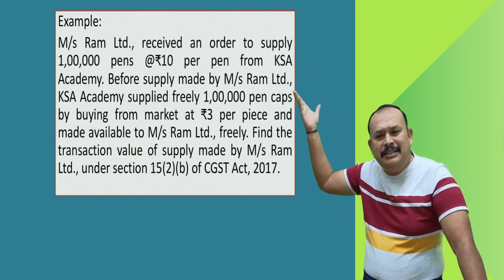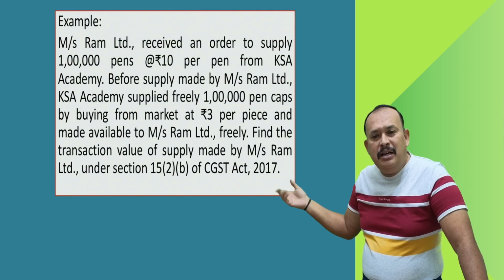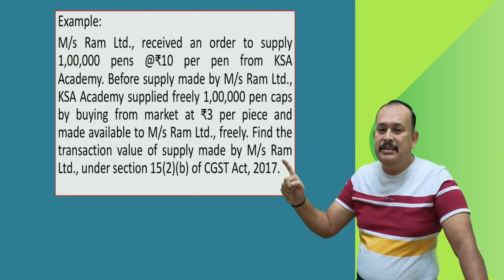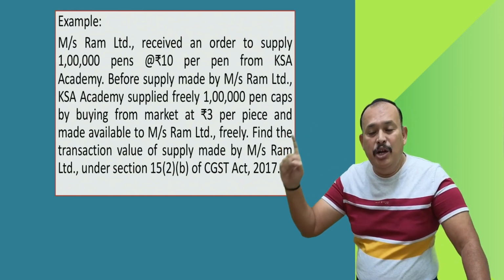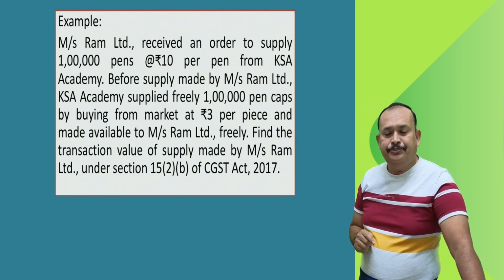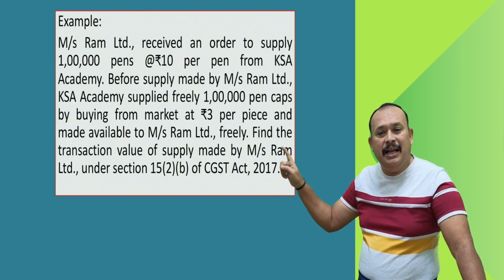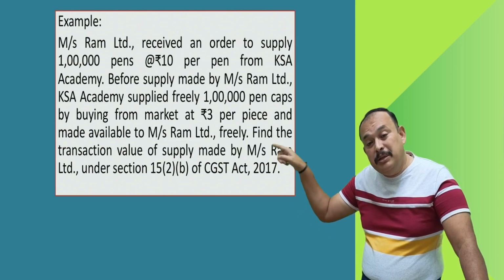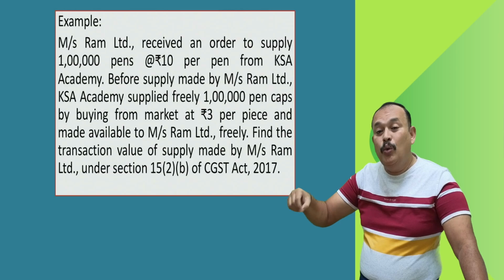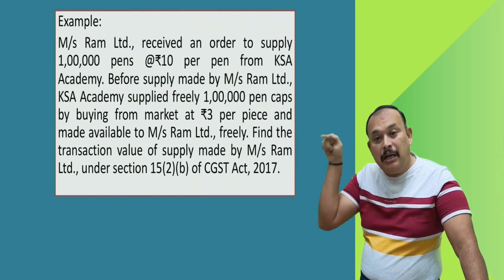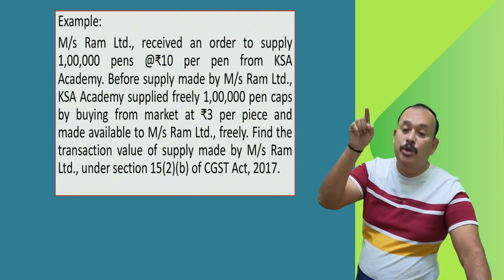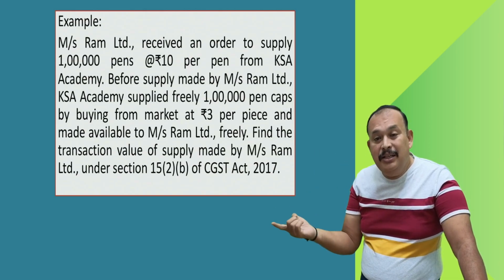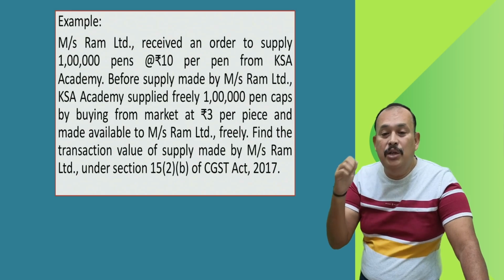Very simple, this entire example: RAM Limited is the supplier of the goods, namely pens, 1 lakh pieces, at an agreed value of 10 rupees per piece. The buyer of the pens is KSA Academy. But KSA Academy purchased pen caps from the market worth 3 rupees per cap, 1 lakh caps, and made them freely available to the supplier. In that case, what is the total value of the pens supplied?